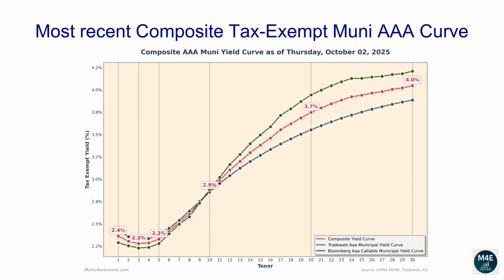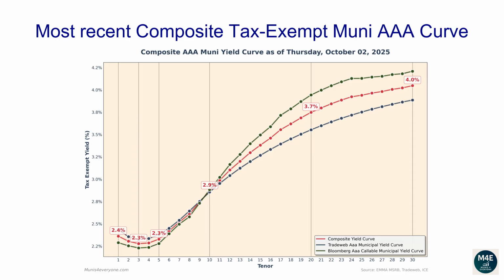The following composite tax-exempt yield curve is based off the most recent TradeWeb, Bloomberg yield curves that are available on the MSRB website, plus some proprietary extra adjustments, as of October 2, 2025. The one-year composite tax-exempt yield is 2.36%. The two-year yield is 2.3%.